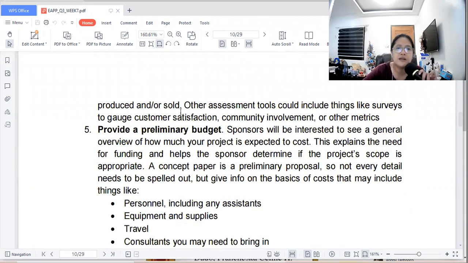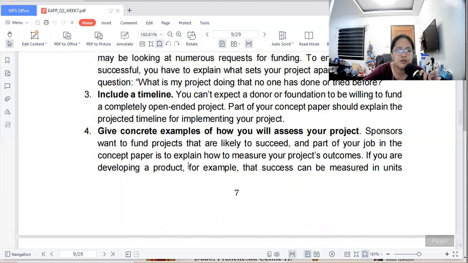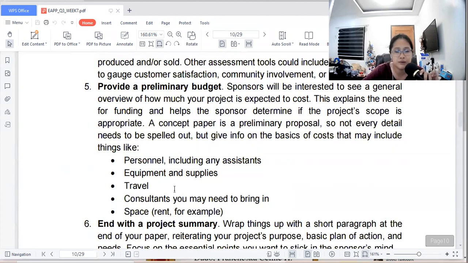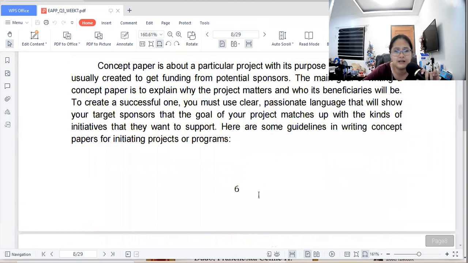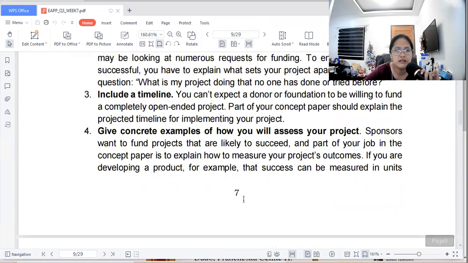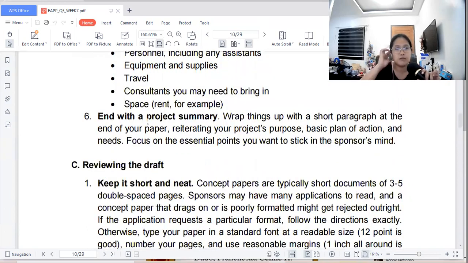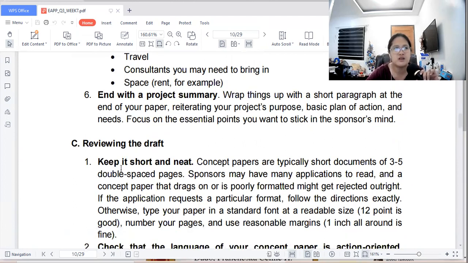Then provide a preliminary budget just like what we had in the sample. So you would have the personnel, equipment, travel, consultant, space, materials, etc. Okay? And then, end with the project summary. So, kumbaga i-wrap things up. Essential points mo, yung purpose niya, yung plan of action, the needs, make it compelling.